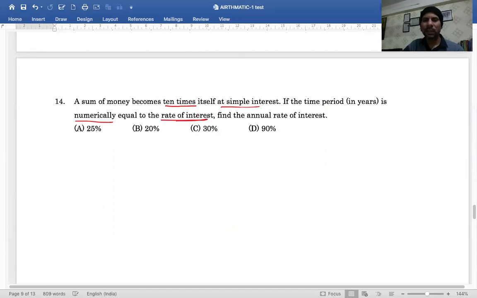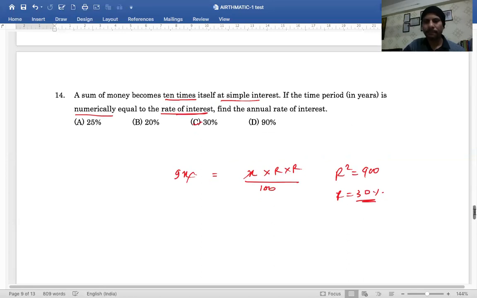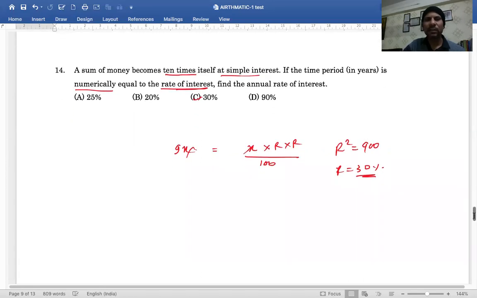Generally, what kind of error do students make here? They take the interest as 10 times. But if the sum of money becomes 10 times, and the principal is x, the interest must be 9x, not 10x. Rate is r, time is also r because they are numerically equal. So we can see that r square is 900, or r is 30%. It's a very easy question.